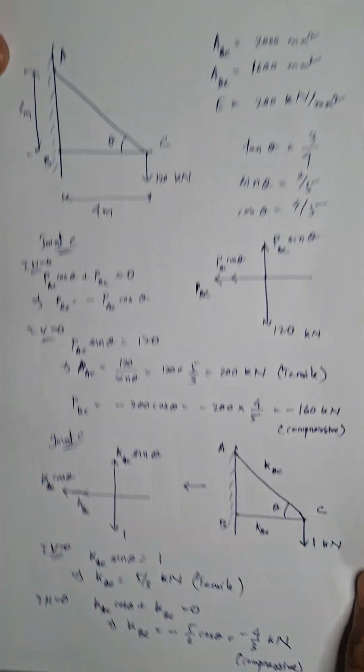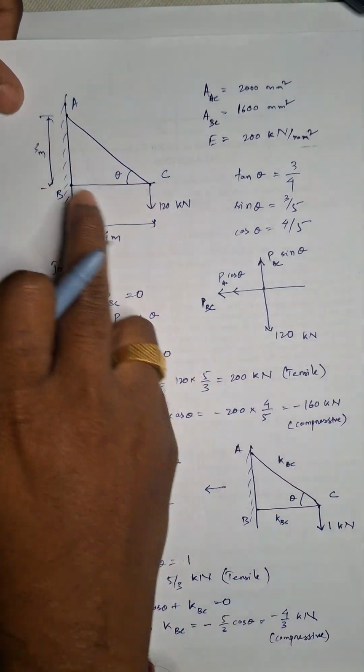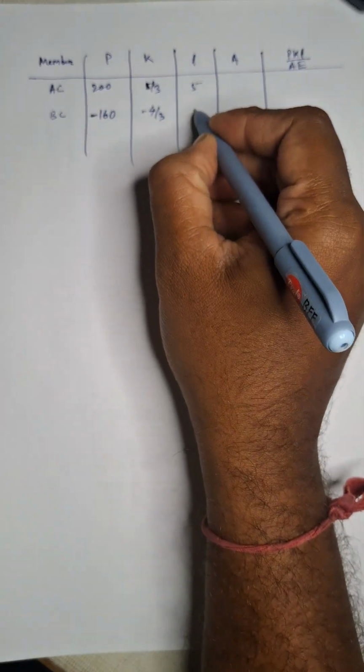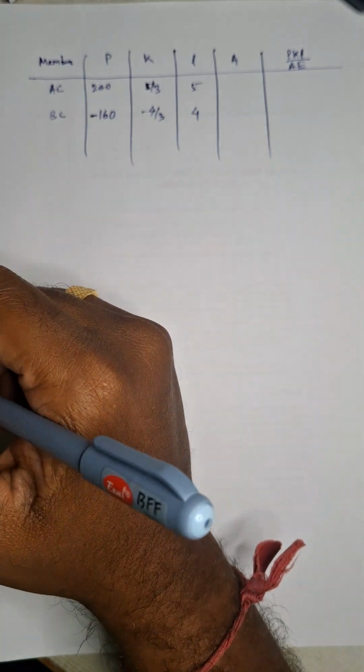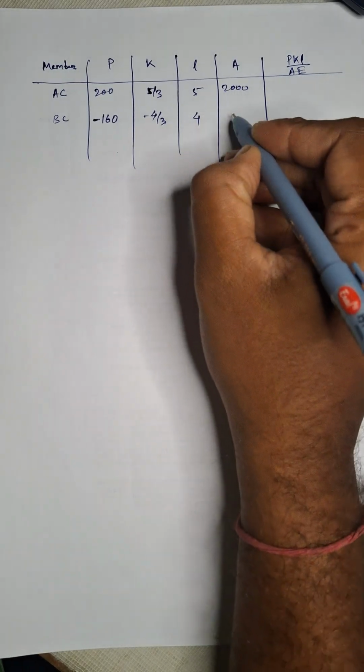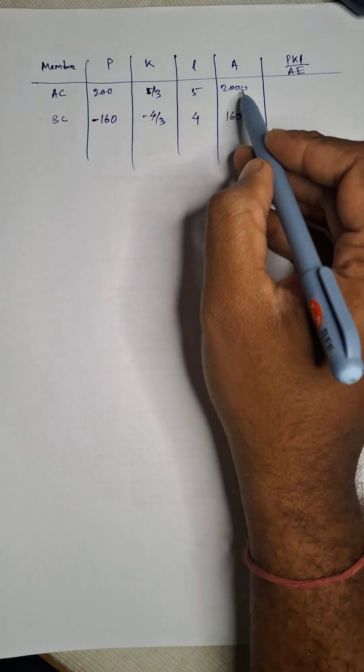Now what is the length of each member? Length of AC is 5, length of BC is 4. Now the cross-sectional area of member AC is 2000 mm square, and the other is 1600 mm square. So this is 2000, this is 1600. Now this area is in mm square.